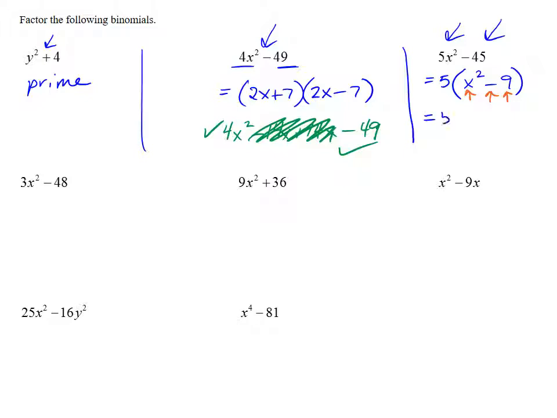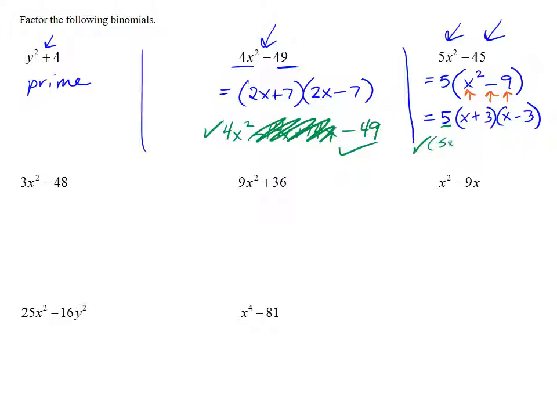So we can keep the 5 and then factor this x squared minus 9 into x plus 3 times x minus 3. So there's our conjugates. But you had to factor the 5 out, the common factor of 5, before you could see that. To check this, remember, if we have three factors, make sure you multiply the 5 or the common factor out to the first one first.